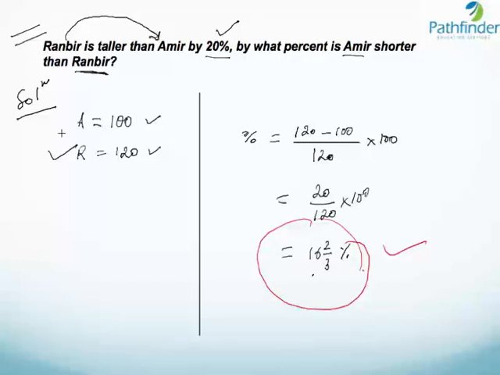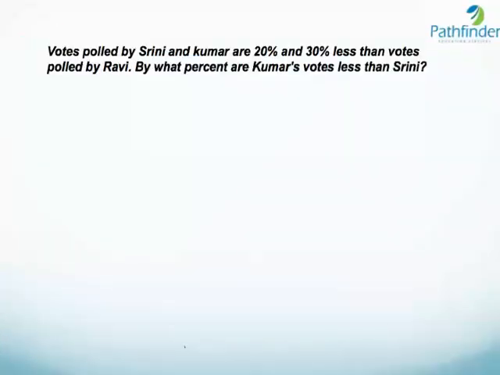Let us take a look at another similar question. The votes polled by Srini and Kumar are 20% and 30% less than the votes polled by Ravi. By what percent are Kumar's votes less than Srini's votes? So let us solve this question.